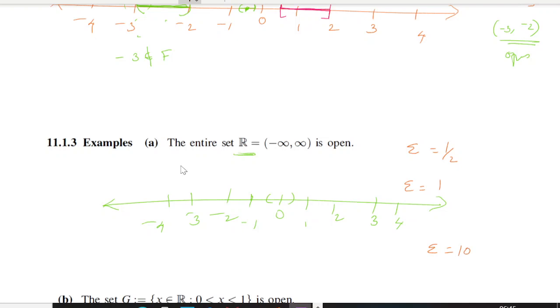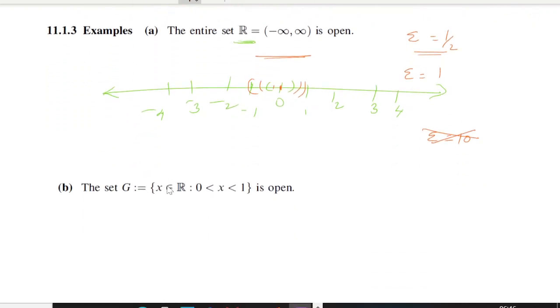So when you're finding the neighborhood of 0, we can go for minus 1, 1, even minus 1 by 2, 1 by 2, even 0.01 and minus 0.01, it will work. But generally we say that epsilon is a small quantity, so we are not going to take epsilon equal to 10. We take a small quantity for epsilon. For any small value of epsilon, this will hold. Our definition is satisfied, so we can say that the entire set R is open.